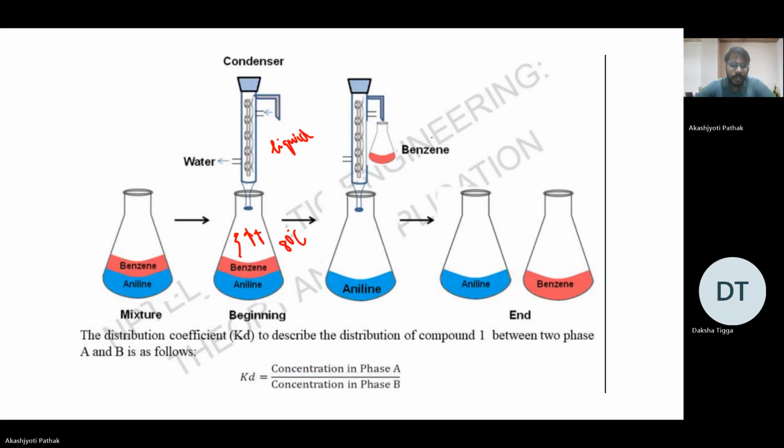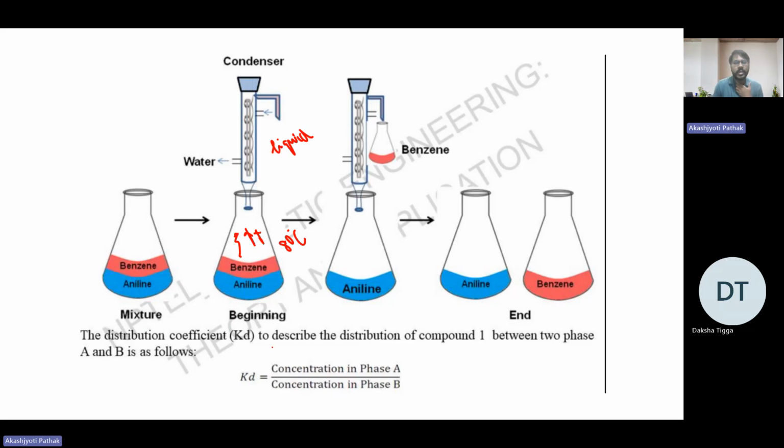Okay. But because the boiling point of aniline is very high, 181 degrees Celsius, this aniline will not evaporate. It will stay as it is. And by heating at 80 degrees Celsius, we can separate the benzene from aniline.